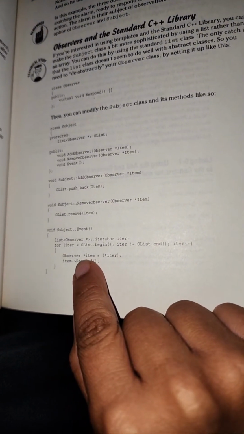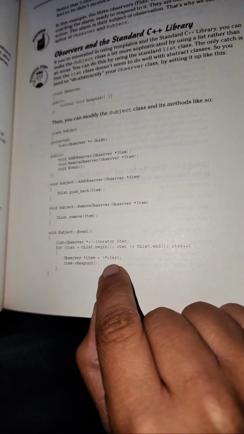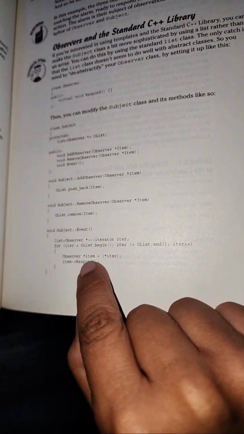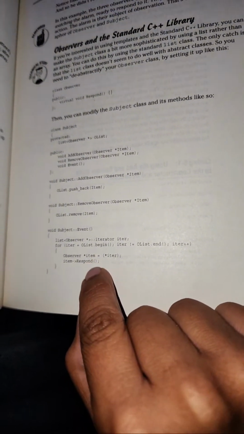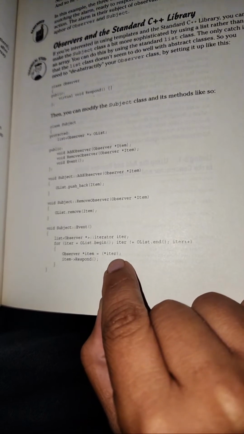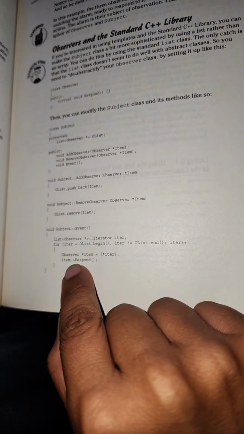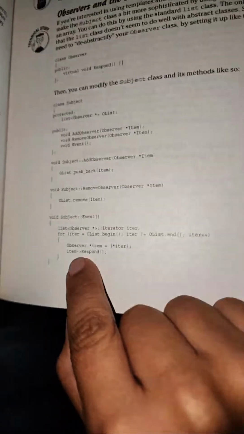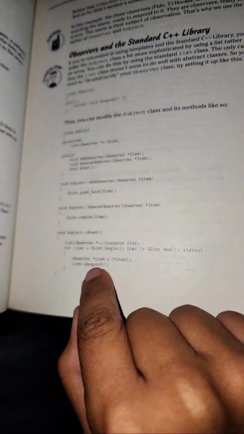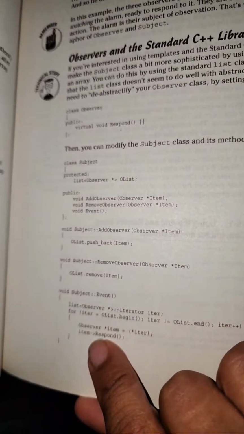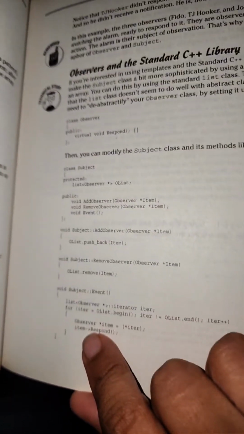So effectively, you go through the entire list. You set observer item equal to what? The thing that is at that particular iter, and then you make the item respond happen. Again, the respond is something that was talked about in an earlier section.